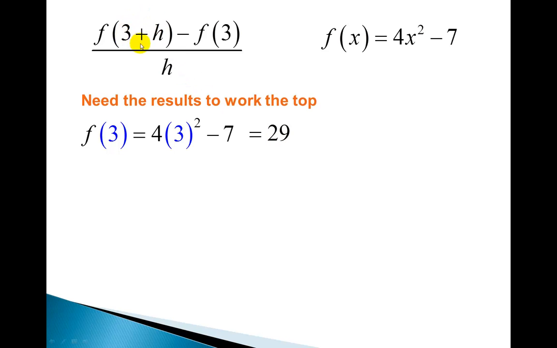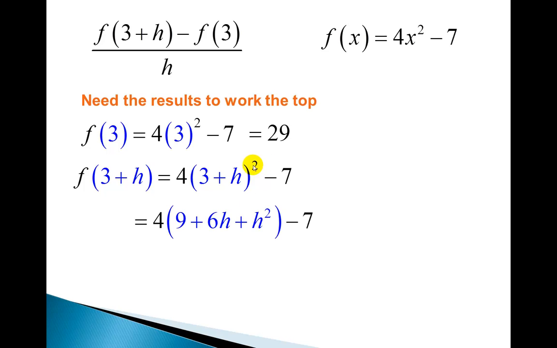Then we've got to work this 3 plus h. That means where we see an x in the original function, we're going to plug in 3 plus h. Now, because this is inside the parentheses to the power 2, we have to expand that out. That's 3 plus h times 3 plus h. So go back and take a look at your algebra skills on that one. When we expand that out, I'm going to get 9 plus 6h plus h squared.